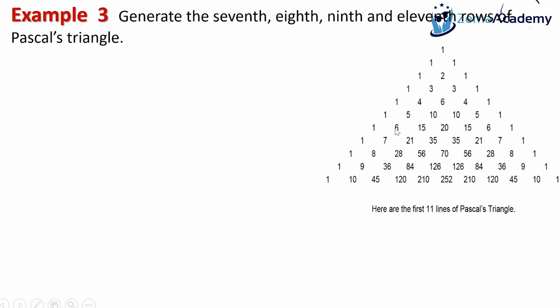1, 2, 3, 4, 5, 6, 7, 8, 9, 10. In the next row, 1, 3, 6, so they are quadruple numbers.